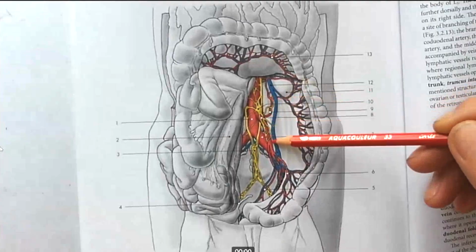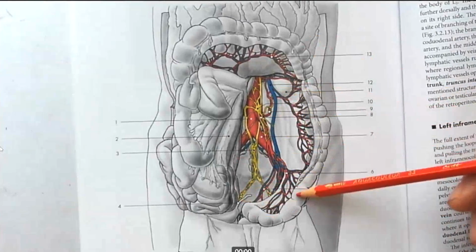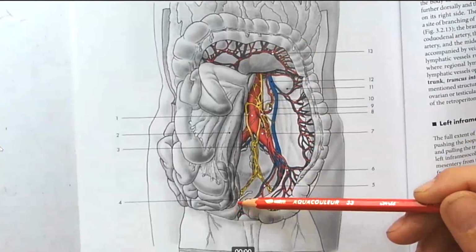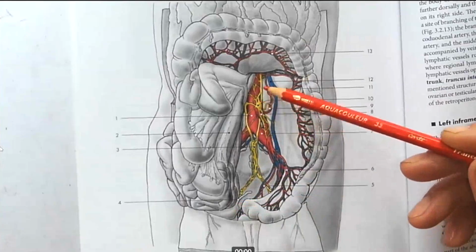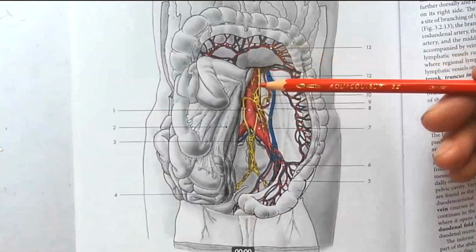Then when we look again at the posterior wall, just looking at the inferior mesenteric artery and vein, they always run together. We see also the sigmoid colon. And here is the cecum and appendix. But what I mean is to revise the main things.